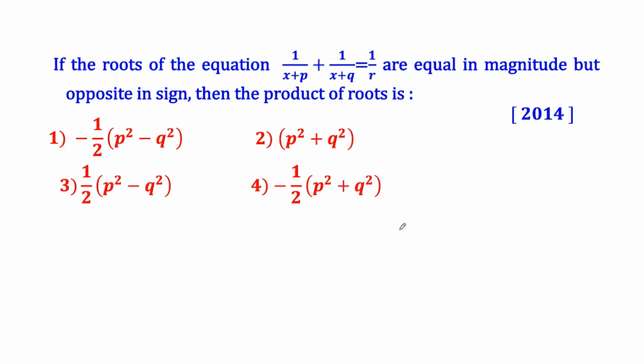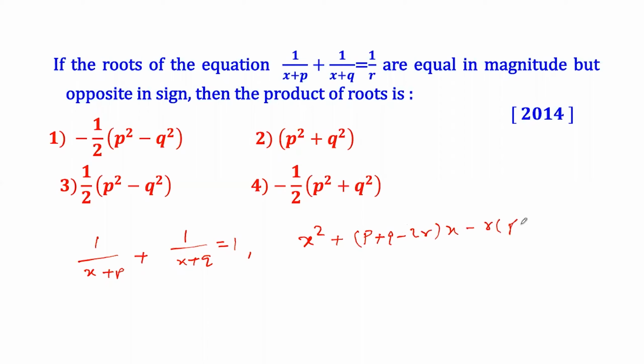Now, the third one, if the roots of the equation are equal in magnitude but opposite in sign, then product of the roots is, right? The roots of the equation are equal in magnitude and opposite in sign means we have to see the coefficient of x square. This is 1 upon (x plus p) plus 1 upon (x plus q) is equal to 1, right? So after solving this, the cross multiplication, we are getting x square plus (p plus q minus 2r) into x minus r times (p plus q) plus pq is equal to 0, right?